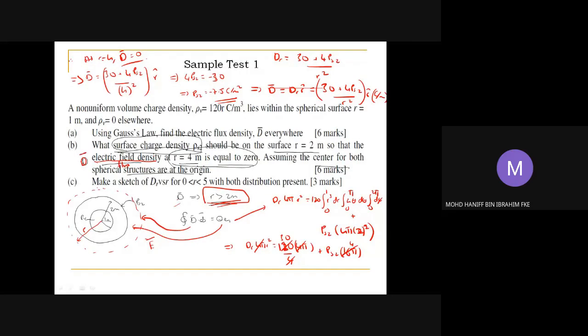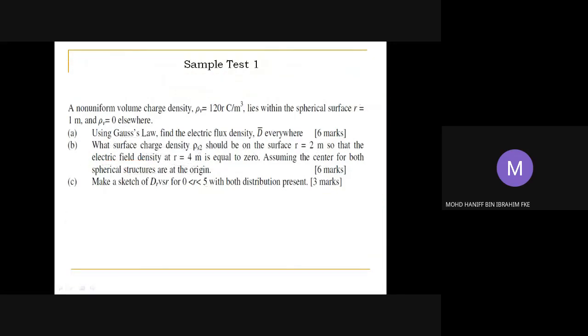Any more questions on this? No? Okay, if there's no question, I think we can proceed with the next part of the question. So I need to erase all of these slides. Part C is to sketch D_r versus r. I think that should be no problem at all. That should be your r, that should be your D_r, when both distributions are present.